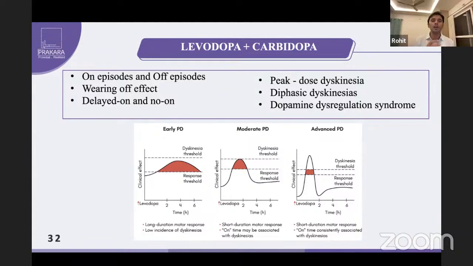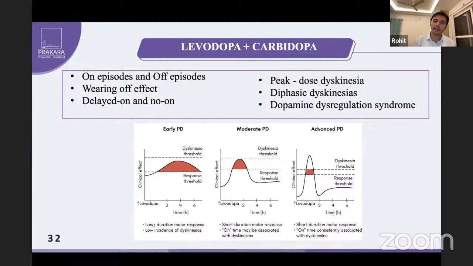And they can also have on and off episodes. On episodes are basically because of side effects of levodopa. Levodopa can cause certain side effects like dyskinesias, which are more when the dose of levodopa in the blood is at the peak. So these are called peak dose dyskinesias. Or sometimes they can have off episodes also. That is, off is when enough drug is not there in the body, they start showing their Parkinsonian symptoms. So wearing off effect, delayed on or no on, or early off. That is, they start developing their off symptoms very early in the disease.